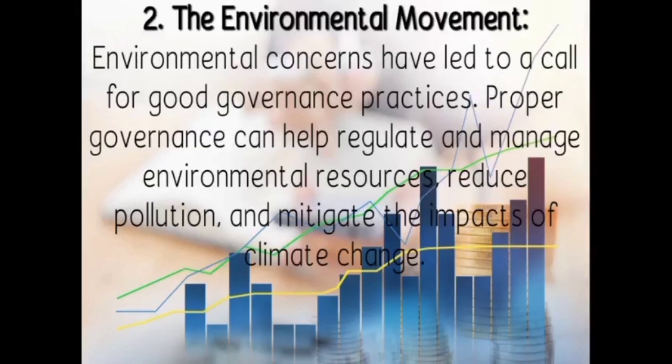The second one is the environmental movement. Environmental concerns have led to a call for good governance practices. Proper governance can help regulate and manage environmental resources, reduce pollution, and mitigate the impacts of climate change. So, the environmental movement seeks better governance to regulate resources, decrease pollution, and address climate change, driven by environmental concern and the need for effective management.